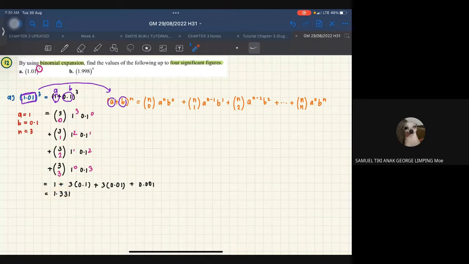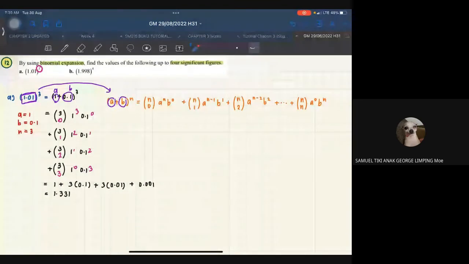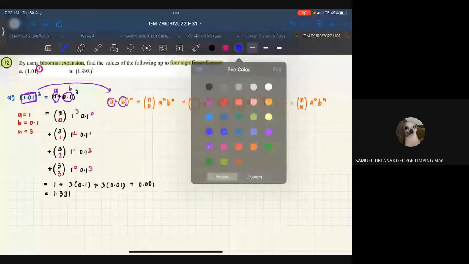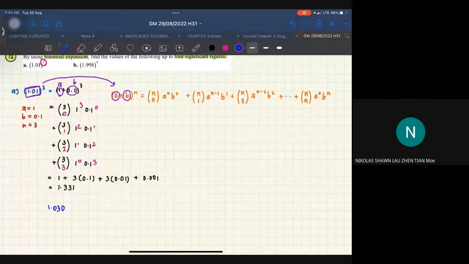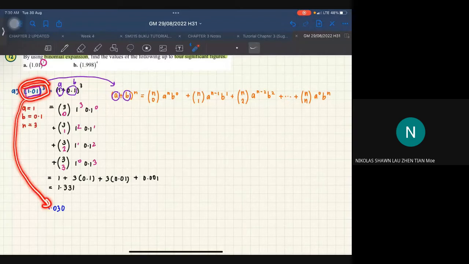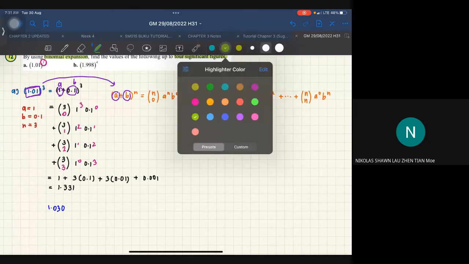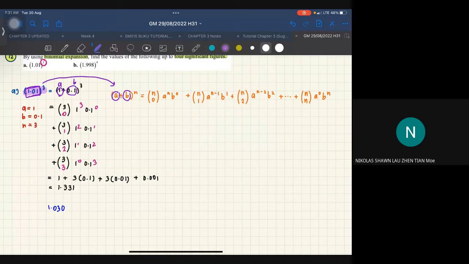Okay, kalau tak silap saya, jawapan dalam buku tutorial is a bit different, right? 1.030 ke? This one. Betul ke? 1.030? Yeah. Okay, so basically, this value 1.030 awak akan dapat kalau awak tekan calculator terus. Maksud saya, ni, awak masukkan dalam calculator 1.01 power of 3. This is the value that you are going to get straight away kalau tekan calculator. Saya buat highlight warna purple. So yang ini, kalau awak tekan calculator, terus dapat. So saya tulis kat tepi tu, calculator.